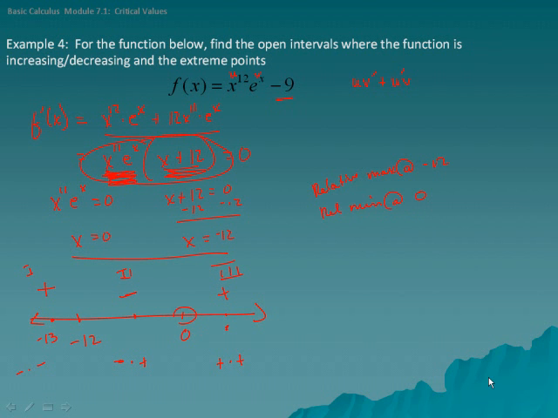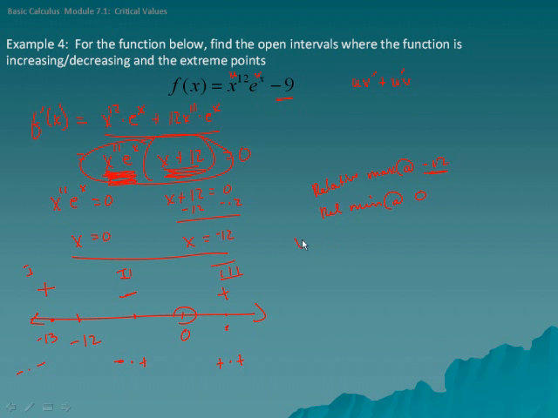To find the actual relative maximum point, what we're going to have to do, since we know at x equals negative 12 we have a relative maximum point, is we're going to need to actually plug negative 12 into the function.